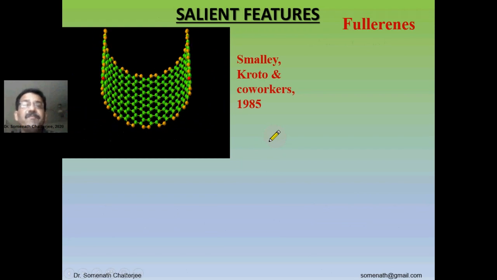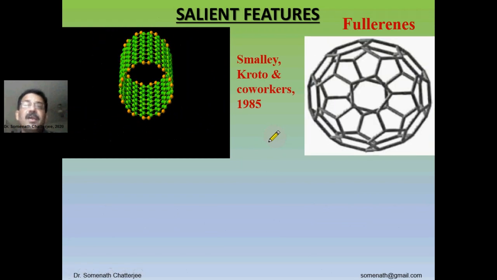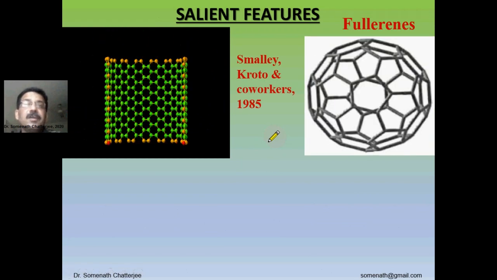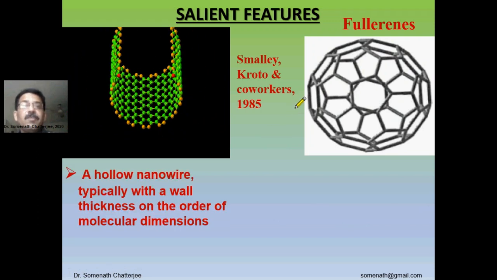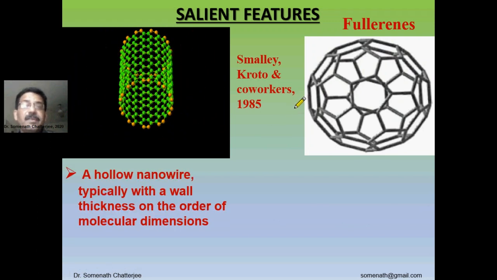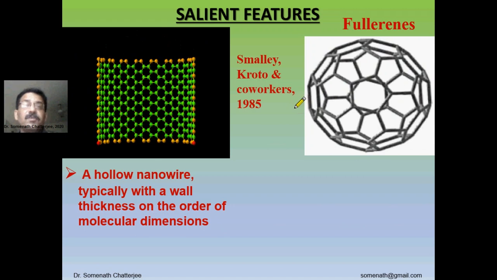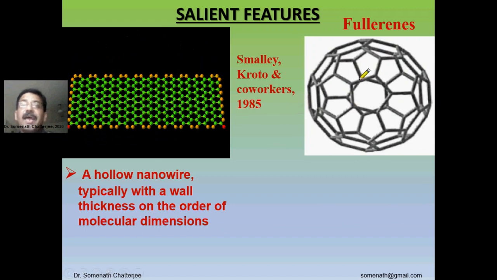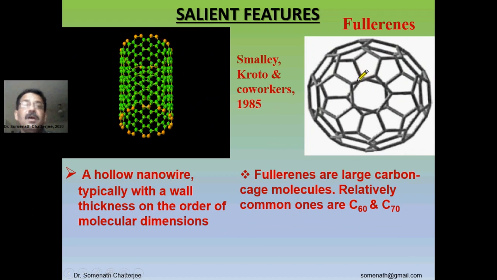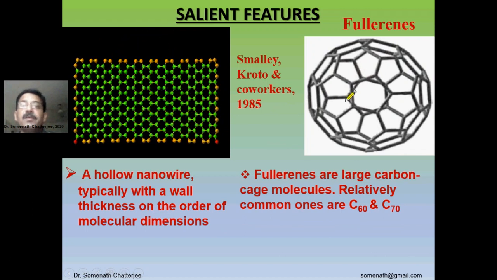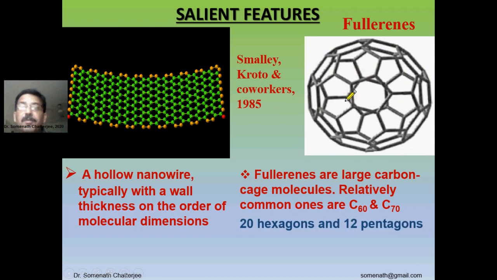Now this is the graphene. Graphene is another carbon-based nanomaterial I already discussed. There you have seen the hollow nanowire, typically with a wall thickness of the order of molecular dimensions. And the fullerenes, this is a very popular one because of the buckyball structure.